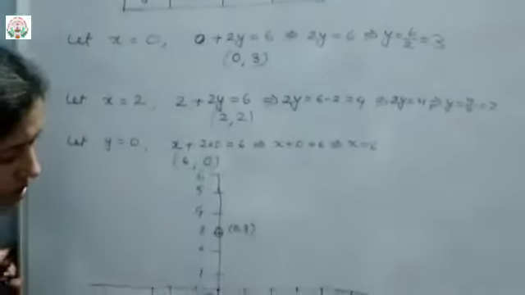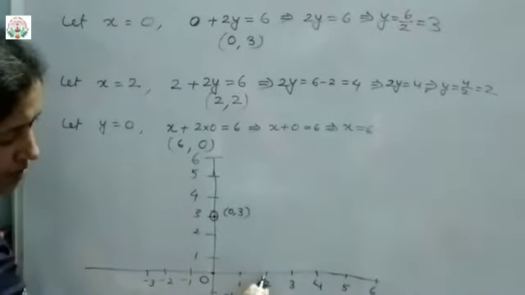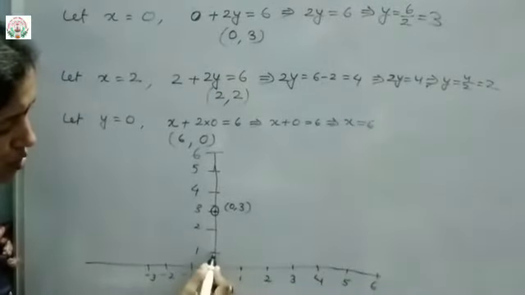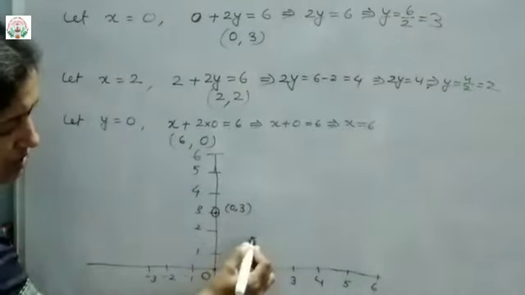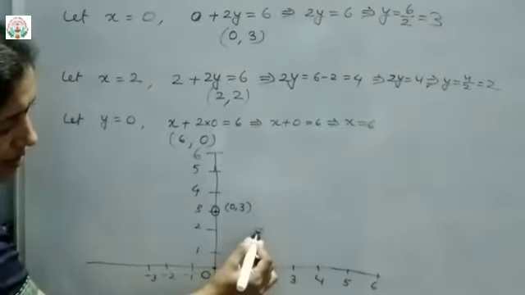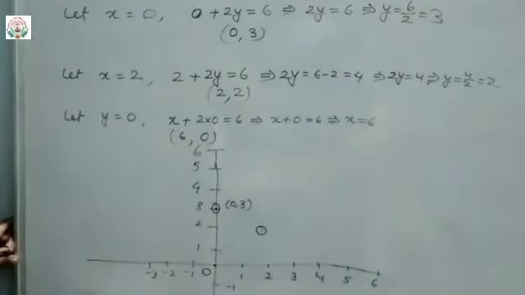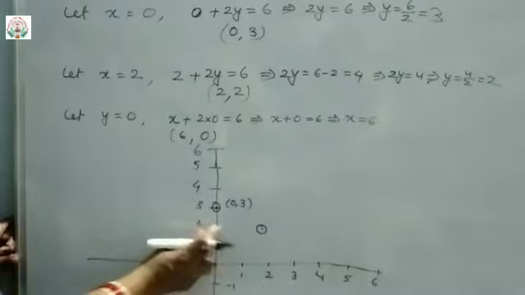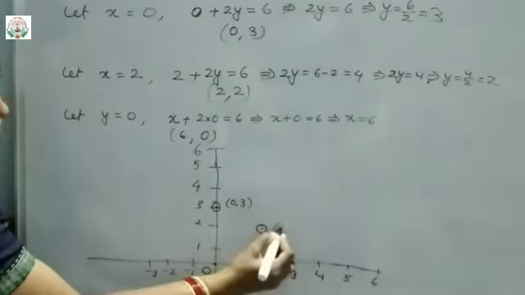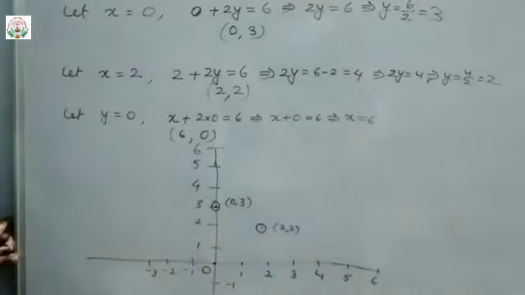The next point you can see 2, 2. Means what? X value is 2, 1, 2, this one. And y is also 2, 1, 2. That means here. 2, 2. Means point will be this one, will be 2, 2.